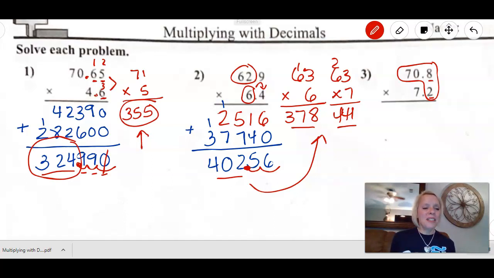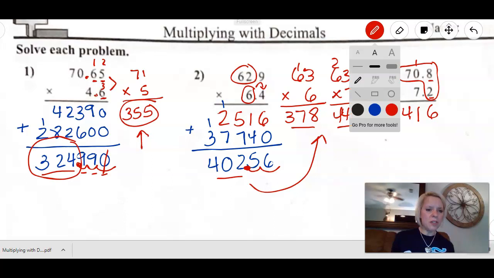Okay, so here's 8 times 2, which is 16. 0 times 2 is 0 plus 1 is 1. 7 times 2 is 14. We didn't have a place to carry that over, so we just wrote that down. So I'm going to change color.